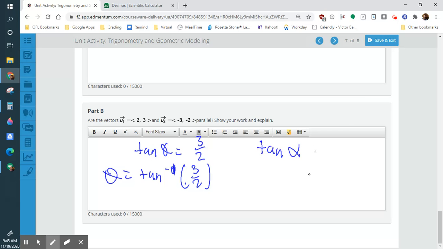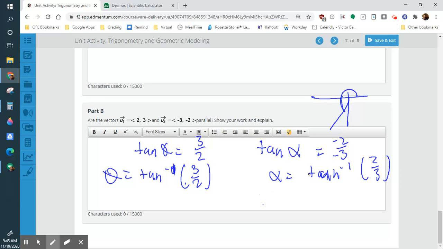So I'm going to say tangent alpha, because again, we're going to have to do math to figure out the actual theta. Tangent alpha equals -2 over -3, which means alpha equals tangent inverse of 2/3. And after we figure that out, we still need to figure out our theta. So theta equals 180 plus whatever we get for alpha.